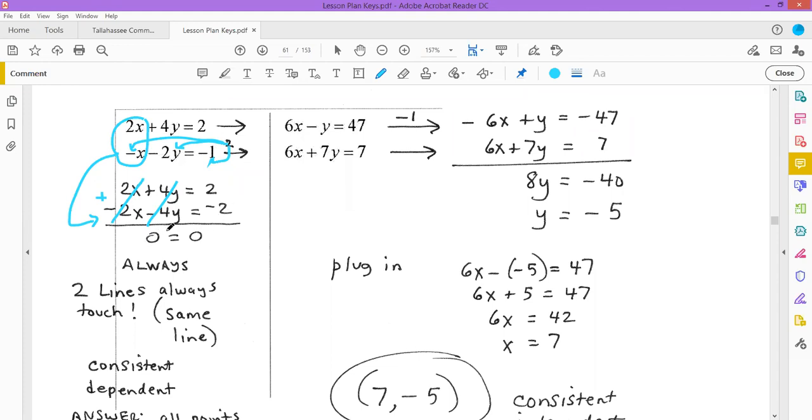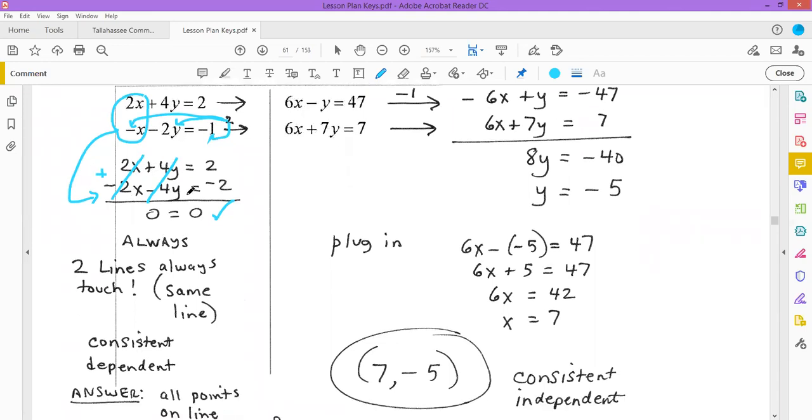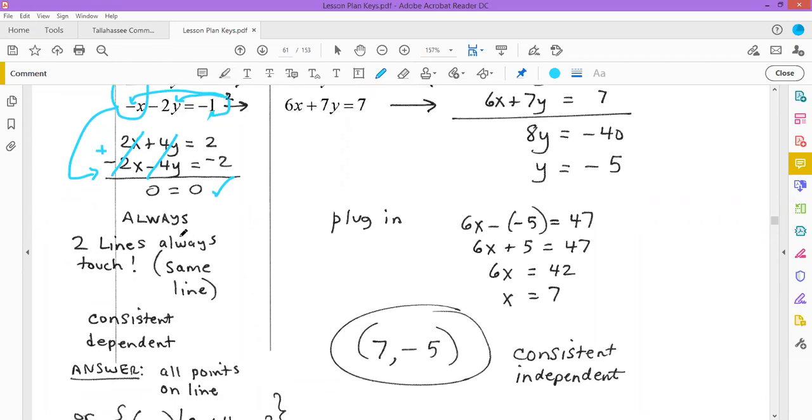Now, although we get 0, this time 0 does equal 0. That is a true statement. So no matter what number we substitute for x and y, we're going to get the same equation. These equations will produce the same line, and we have infinitely many solutions. We describe this graph as being consistent and dependent. So it's infinitely many solutions.